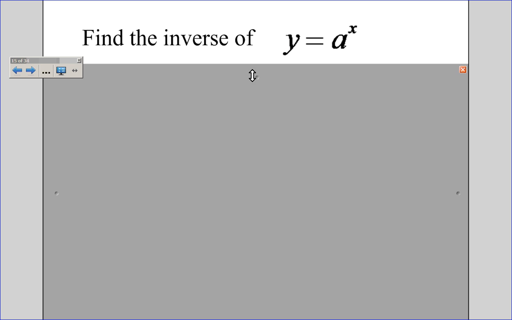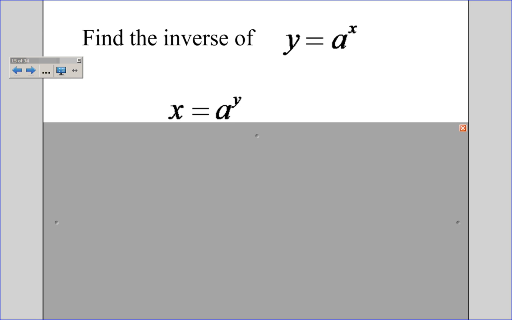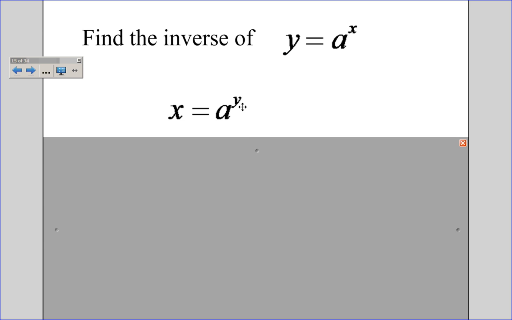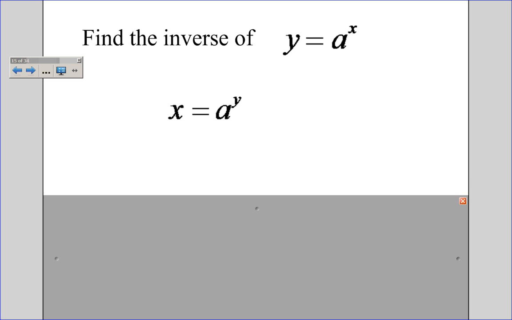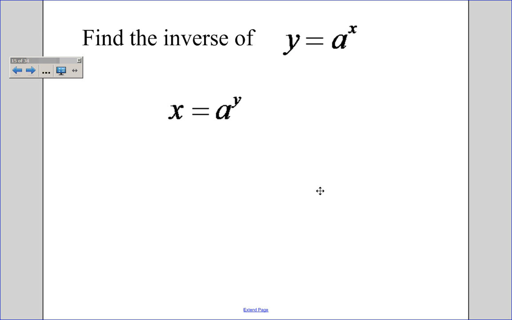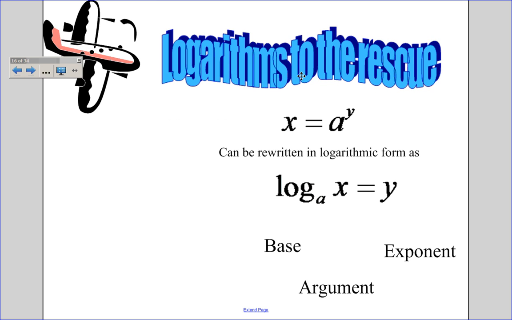Alright, now if I want to find the inverse when I have y equals a to the x, the first thing you do is you switch the x and the y. So I have x equals a to the y. Now we have to solve for y. How do we solve for y? My person here is really thinking. Well, we have logarithms to the rescue. So how we solve for y is we can take the log, because the log base a of x is equal to y. Now the base is a, the exponent is y, and the x is what we call the argument.